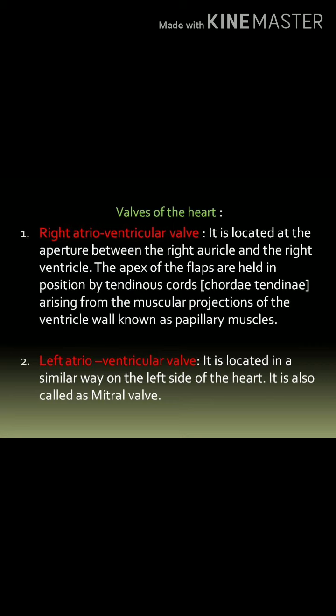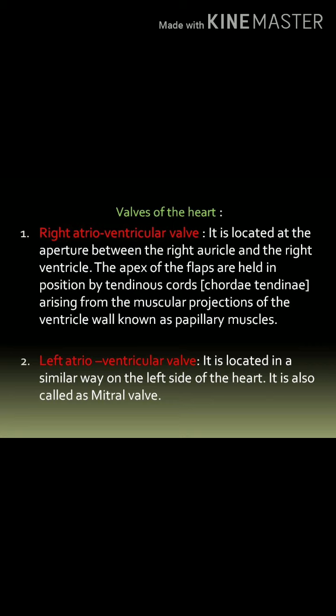The apex of the flaps are held in position by tendinous cords. It is called chordae tendineae. These chordae tendineae arise from the muscular projections of the ventricle wall known as papillary muscles. Here in the ventricular region, valves have a special type of structure, that is papillary muscles. These papillary muscles hold the valve, that is both tricuspid and bicuspid valve, in a fixed position, by means of the chordae tendineae.